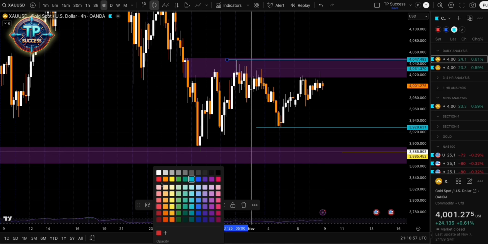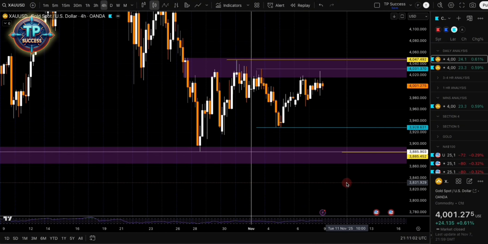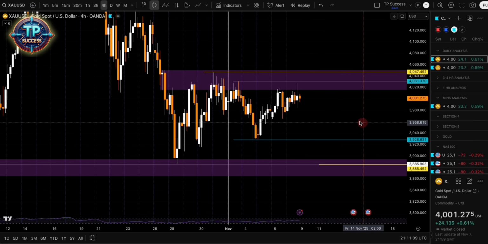So we know the break of character is yellow, or break of structure. They both mean exactly the same thing, right? In my opinion. So those are the two levels that we're waiting for to see exactly what is going to happen and how it's going to happen.